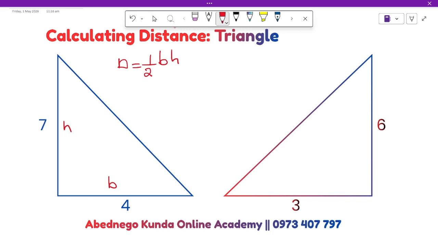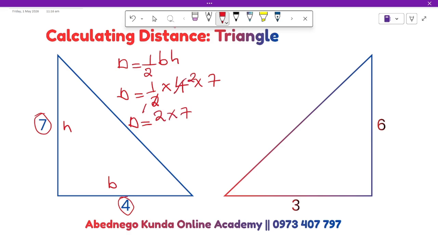So meaning for this particular triangle, our h is 7 and then our b is 4. So to calculate distance for this particular shape, we're just going to say d is equal to 1 over 2 times our b, which is 4, times our h, which is 7. Since this is multiplication, we can say 2 there 1, 2 there 2, meaning it's going to be 2 times 7, giving us distance as 14 meters. So whenever you're calculating distance, you always use meters as the SI unit.